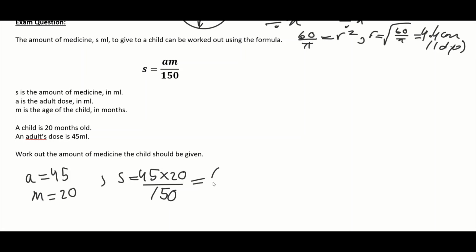Which is 6 mils. Obviously, if this was a non-calculator paper, then you will need to use your head, but if not, you've always got a calculator to help you out. The answer is 6 mils. If you've got it right, well done. And if you're still struggling, please do watch this video again to understand the concept of substitution.